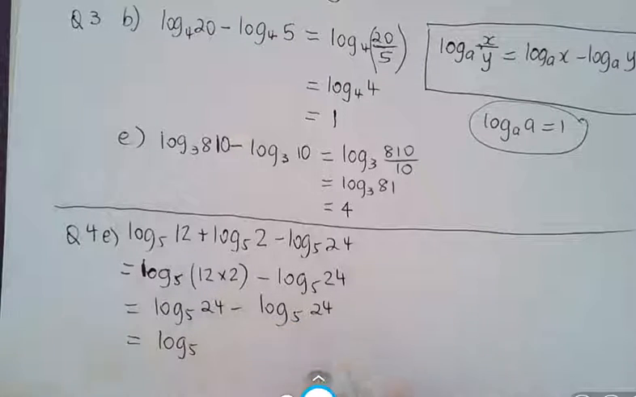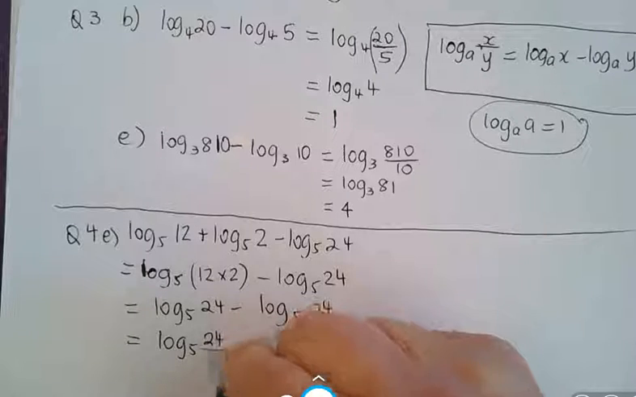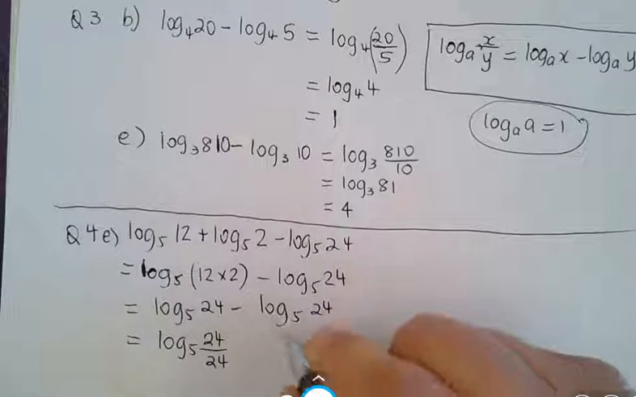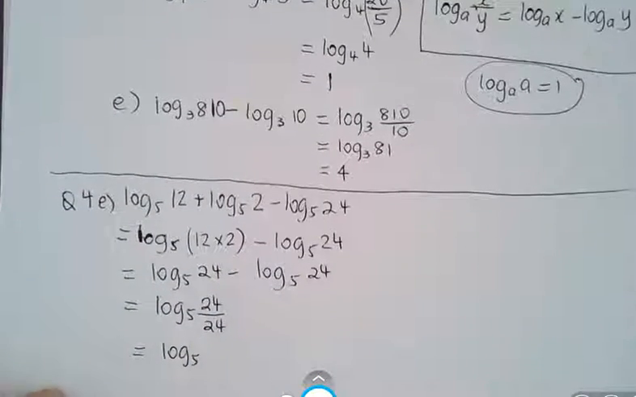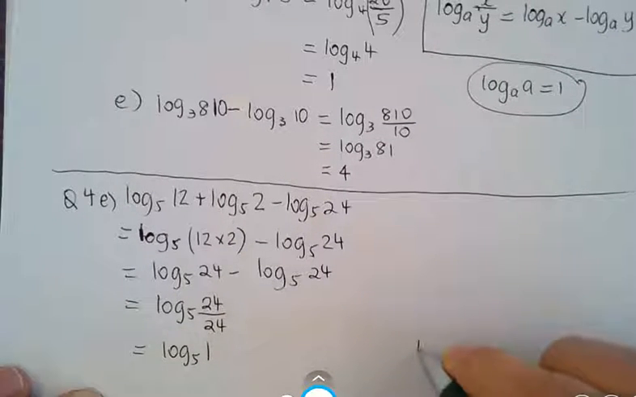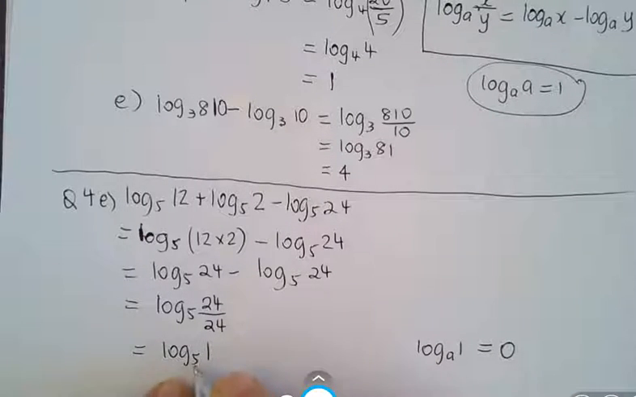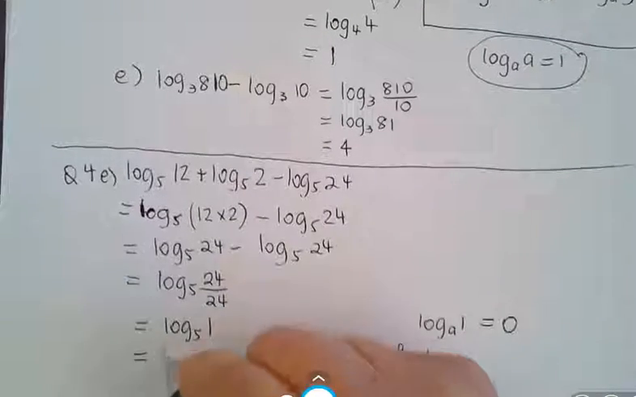What do you do with the 24 and the 24? You put them over each other. When you are subtracting logs, that's like dividing. What do you get there? Log to the base 5 of what? What's 24 over 24? 1. And what's that other rule? Log to the base a of 1 is 0. It's because 5 to the power of what is 1, girls? 5 to the 0 is 1. So the answer to this is 0.